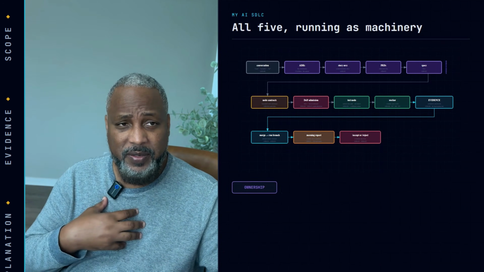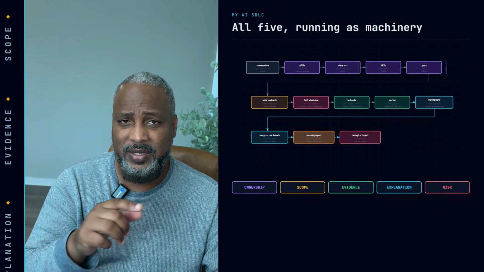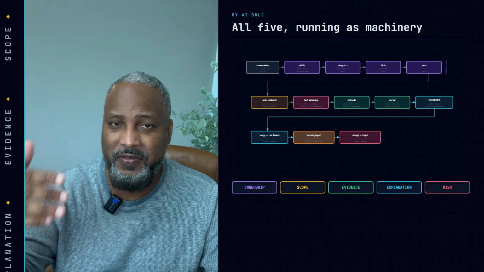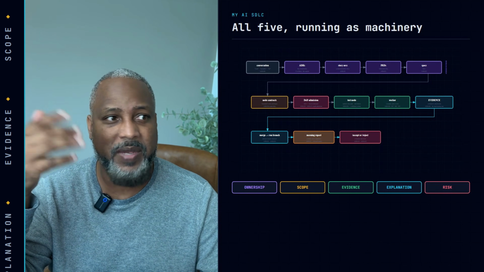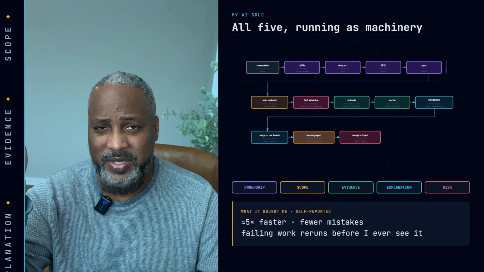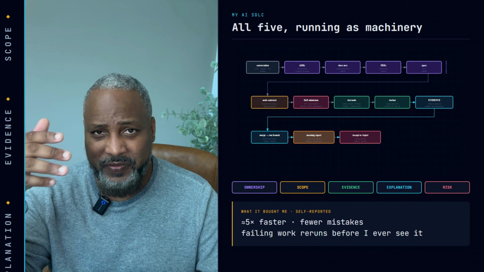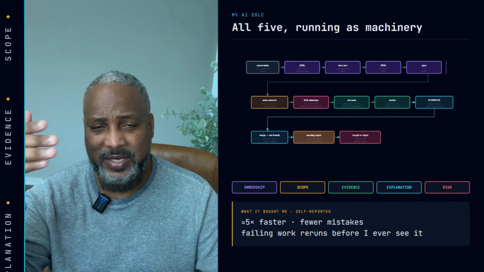So that's it for me. That's all my 5 gates that I use in my AI SDLC. And again, that's just applying the 5 review gates principle. And it has made me 5 times faster. It's reduced the amount of mistakes that I make because I'm not looking at every single thing. And again, the AI is doing a lot of the testing for me.